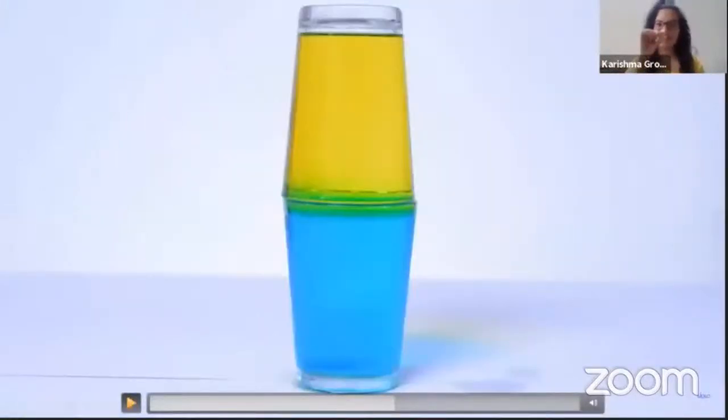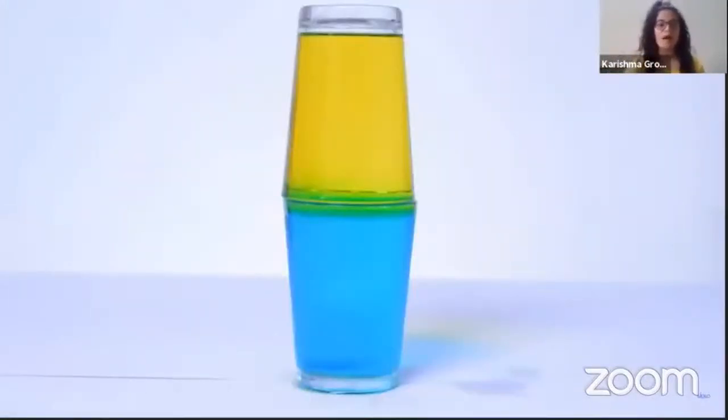Can you see the green color that is formed in between? Why? Because just where the water is meeting, the cold water and the warm water got mixed together and it turned green. Whereas the cold water is heavier, so it stayed down. The warm water is lighter in weight, so it stayed up. So they did not get mixed. Clear? Did that happen for you as well? Yes?